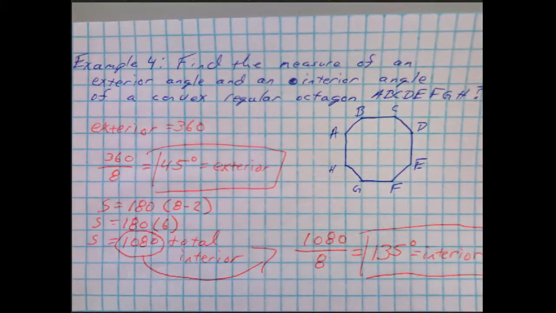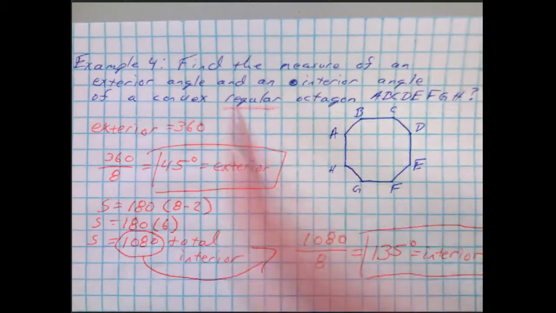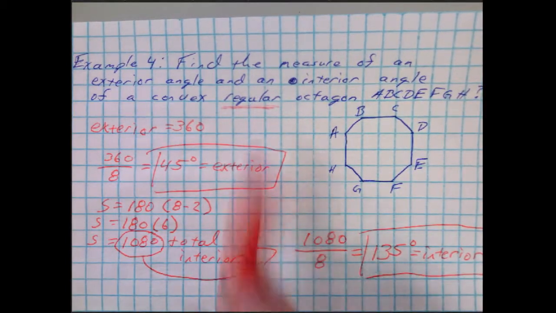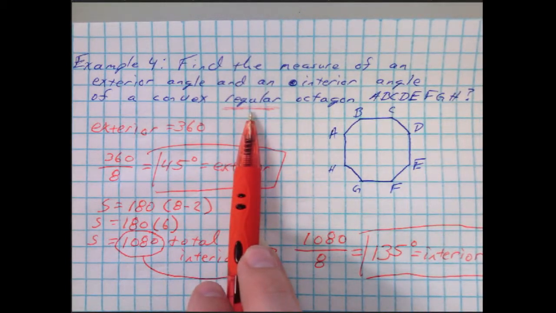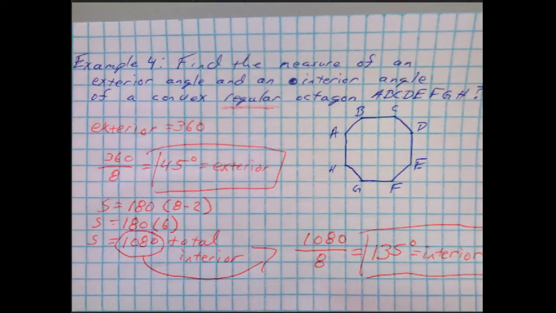And the important thing here is this is a regular polygon. If it wasn't a regular polygon, then we wouldn't be able to find individual ones. But since it's regular, we know all of them are exactly the same, so that's why we can just divide by 8. Okay? Alright, that is all for today.